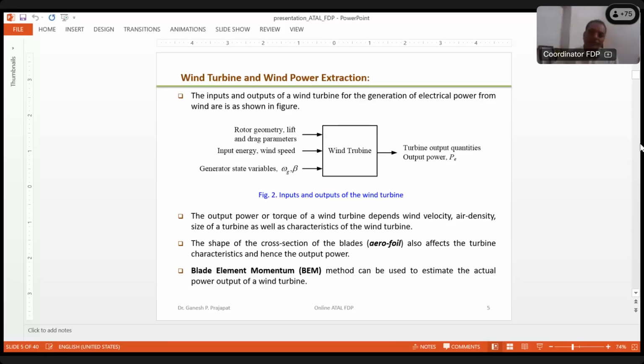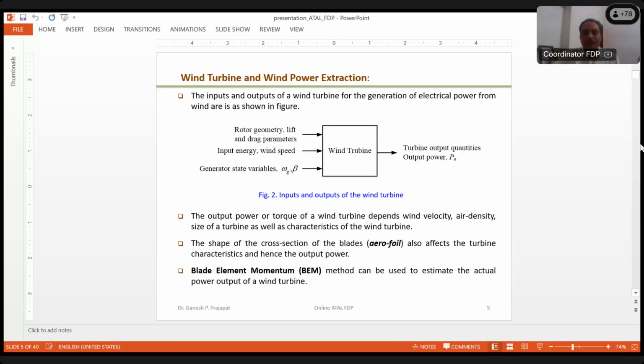So I wish to tell you that if you cut one blade and see the cross section of that blade, then that is known as aerofoil, or airfoil sometimes. So that aerofoil structure is very much important. Actually, that aerofoil structure decides the drag and lift coefficients. So accordingly, the force which is converted into the mechanical power at the shaft of that turbine depends very much on the lift force and the drag force.